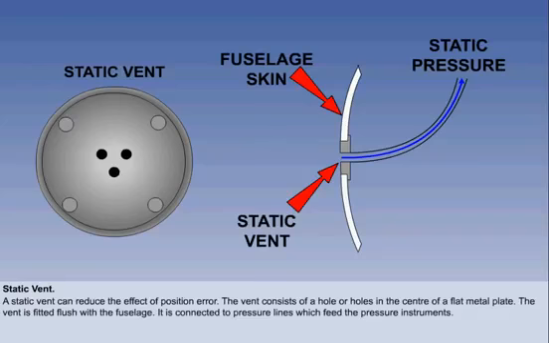The vent consists simply of a small flat metal plate with holes which form a vent opening in the centre of the plate. The vent is fitted flush with the fuselage and is connected to the pressure lines which feed the pressure instruments. The pressure line is angled upwards from the vent in order to prevent the accumulation of water and therefore does not require heating. About 90% of the combined pressure head position error can be eliminated by the use of a separate static vent.